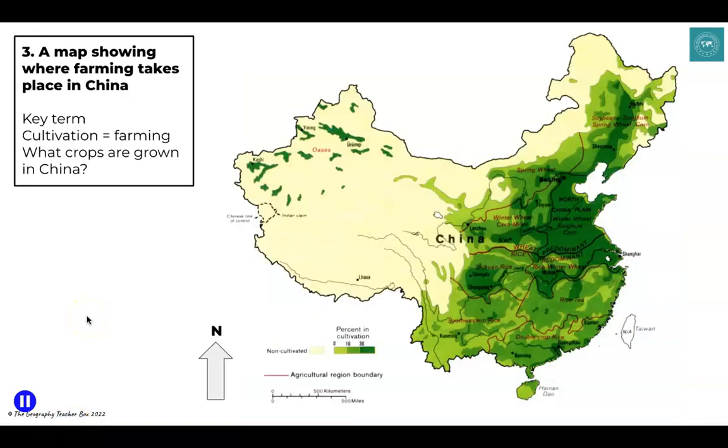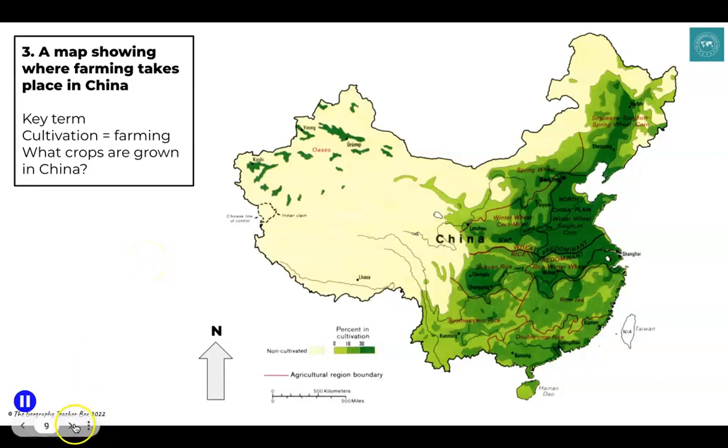Map 3. This one is showing you where farming takes place, and it's using this word cultivation, and cultivation is basically telling you which parts of the country are being farmed, and it's actually showing you it in various levels of agriculture. So some areas you've got about 30% of the land being farmed. In other areas it may be very, very little, between 0 and 10% of the land. If you look carefully as well, you'll be able to see exactly what they're growing. So again, that can give you something to write about in your description.